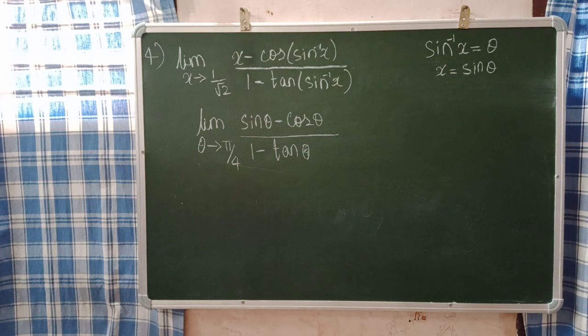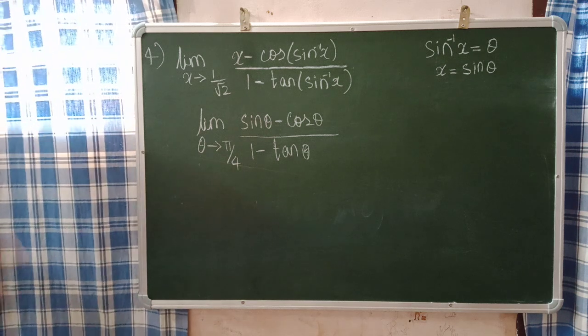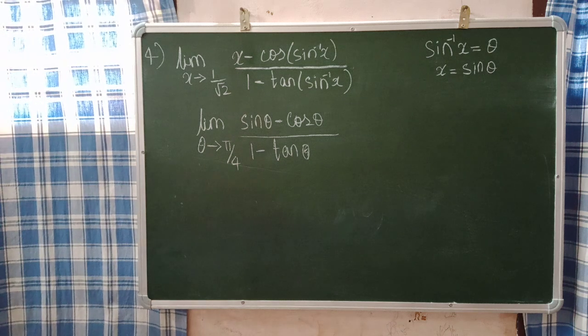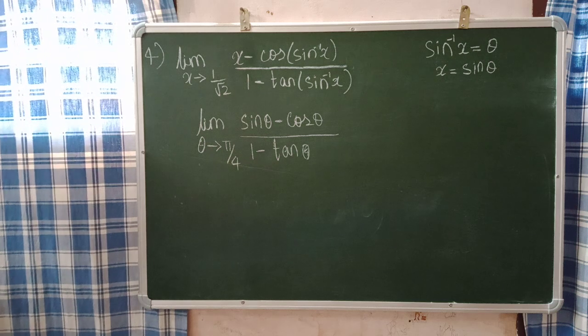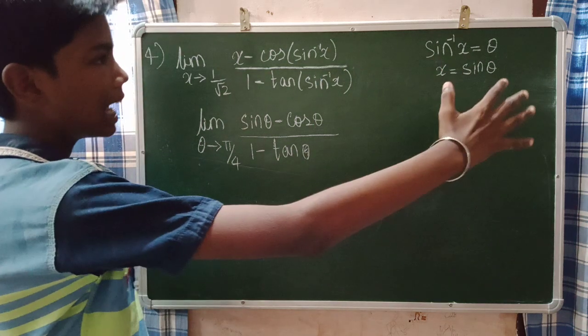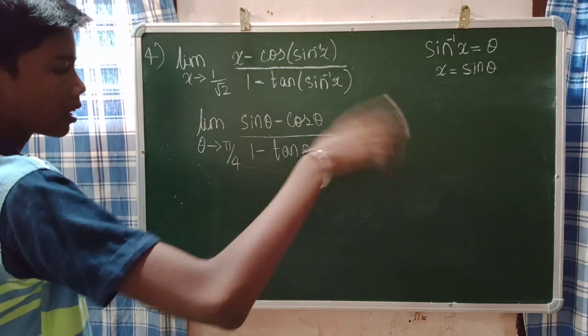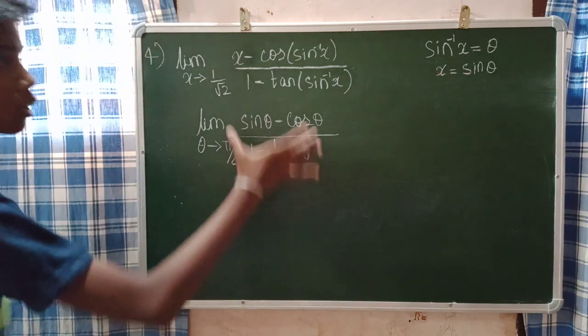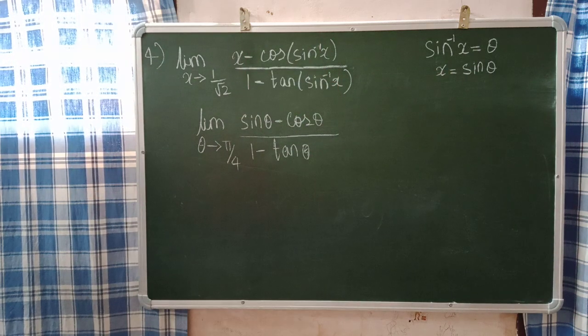How am I doing this? I should not write it as x tends to 1 by root 2, but how can I write it as theta tends to pi by 4? You should ask me that. So basically guys, try to understand. If I put sin inverse of x as theta, now this is how the term changes, because x is equal to sin theta. This is how the particular expression changes.